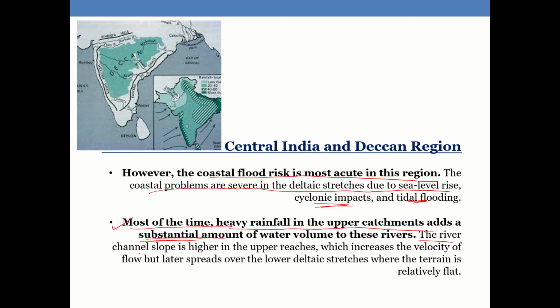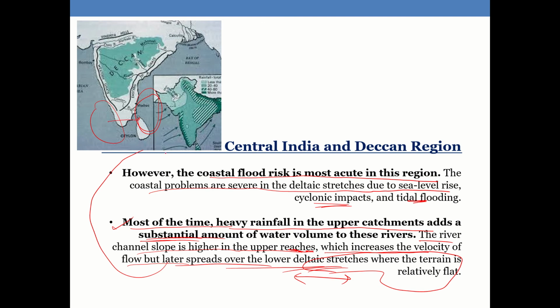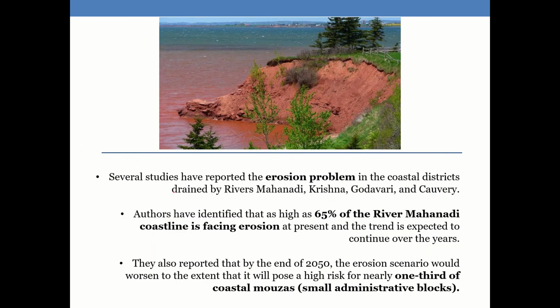The river channel slope is higher in the upper regions, which increases the velocity of flow, but in the lower stretch we have relatively flat lands that prevent water from reaching the seashore quickly. And the issue faced here is that soil erosion is one of the major problems.